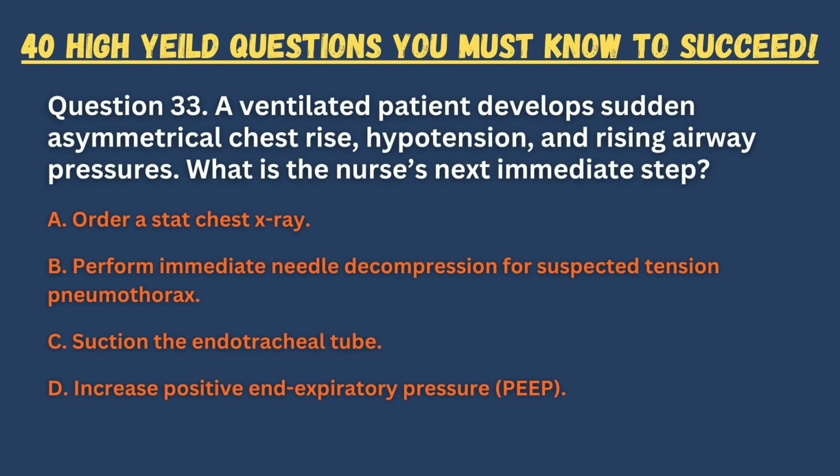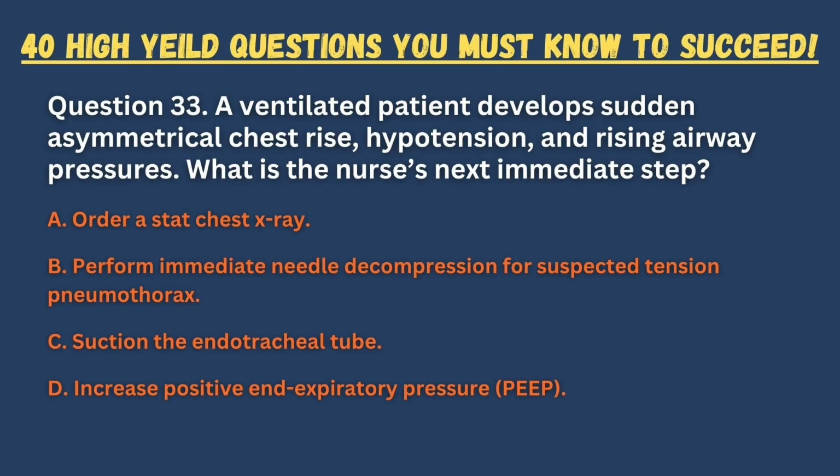Question 33. A ventilated patient develops sudden asymmetrical chest rise, hypotension, and rising airway pressures. What is the nurse's next immediate step? A. Order a stat chest X-ray. B. Perform immediate needle decompression for suspected tension pneumothorax.